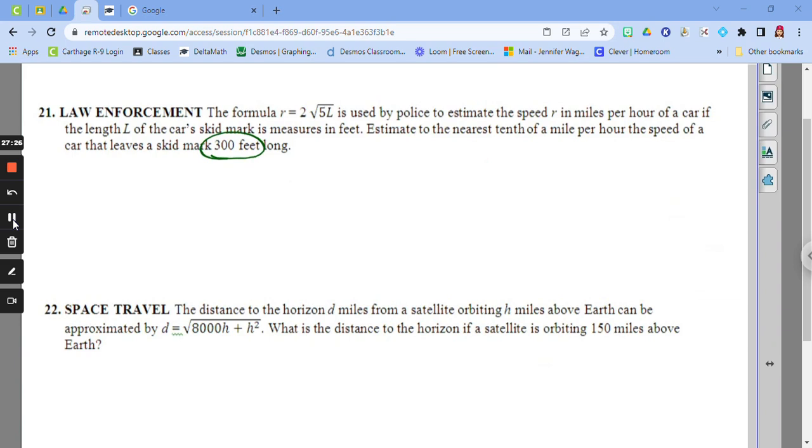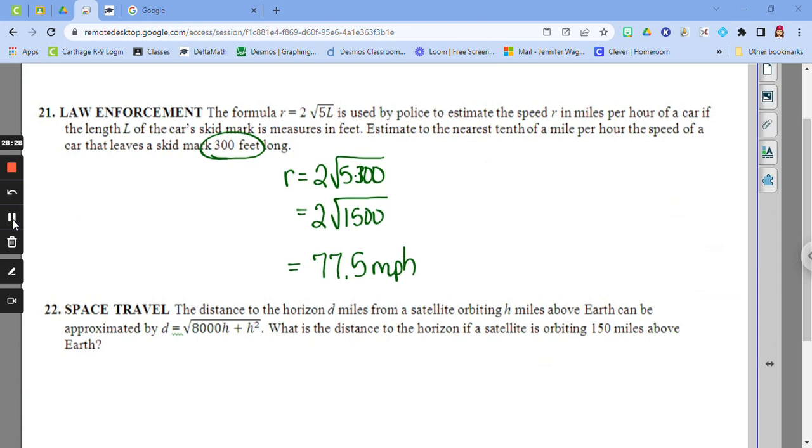So does 300 go in for L or for R? L. So R equals 2 times the square root of 5 times 100. Oh, 300. Just kidding. 5 times 300. So that's 2 times the square root of 1500. So that car was traveling, nearest 10th, 77.5 miles per hour.